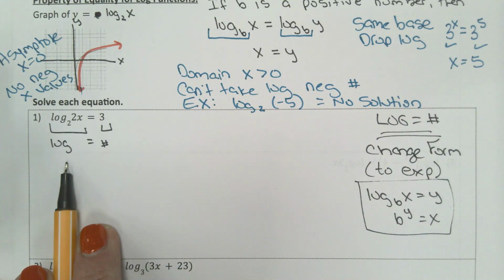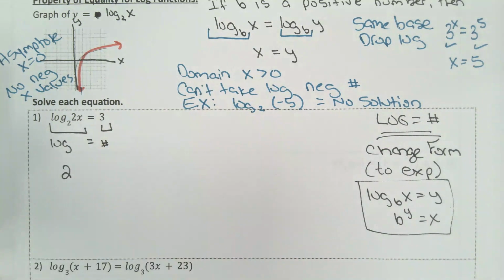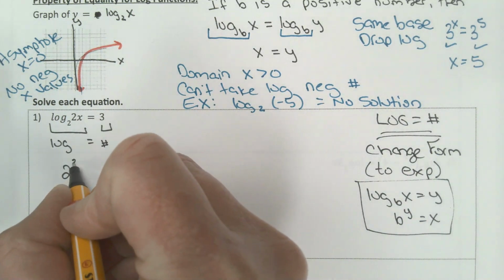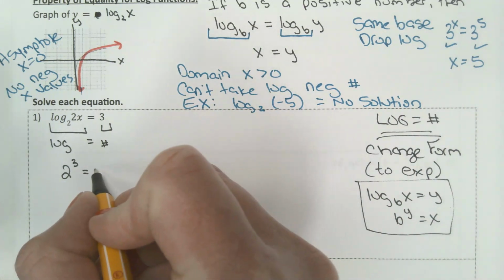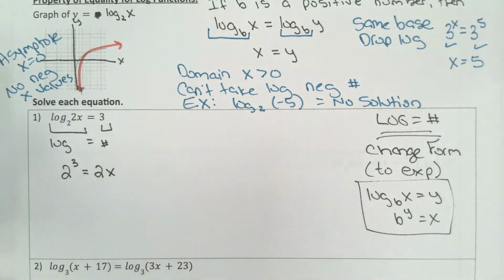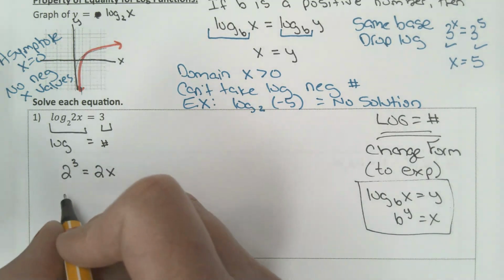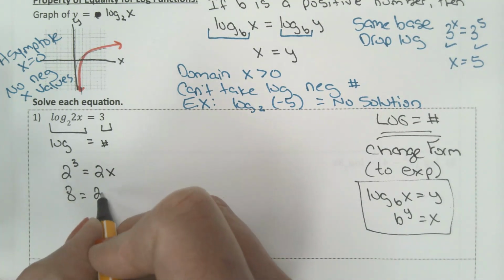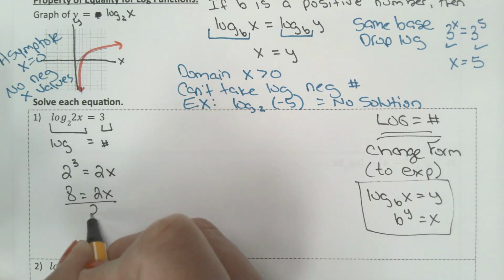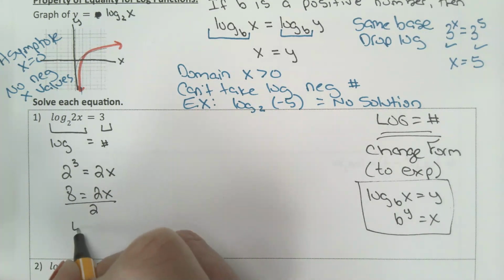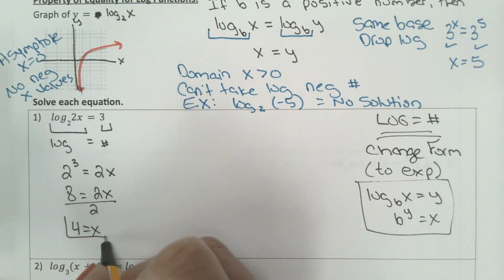I don't know how to solve it in log form, therefore change to exponential, and hopefully you can. So when I change form, the base is 2, the 3 moves over, and that equals 2x. 2 to the 3rd equals 2x. We're not going to overcomplicate this. 2 to the 3rd is just simply 8. And all you have to do is algebra, divide, and so x equals 4 in this case.